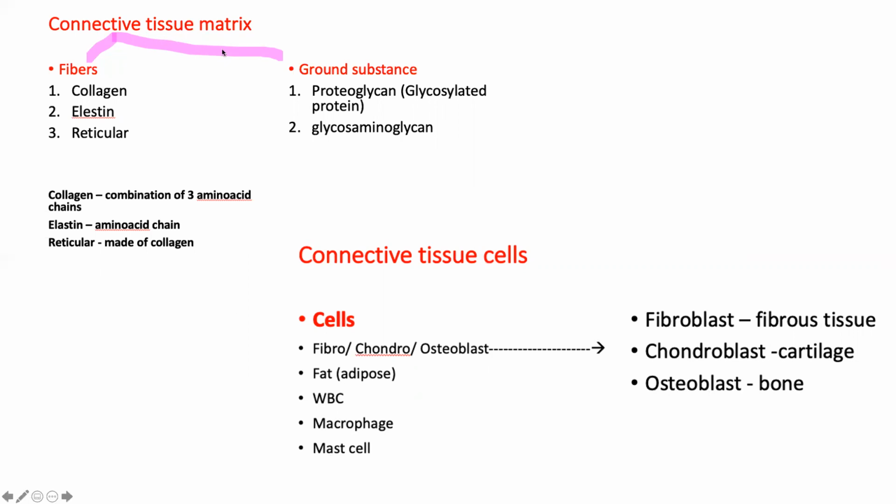Let's go to the matrix portion. The matrix includes fiber and ground substance. Fibers could be collagen fibers, elastin fibers, or reticular fibers. These fibers run like a mesh, and the gaps in between the mesh are filled with proteoglycan or glycosaminoglycan. What is collagen? It is a combination of 3 amino acids, arranged in a particular manner. Elastin, again, is an amino acid chain. Reticular fiber, again, is made of collagen.